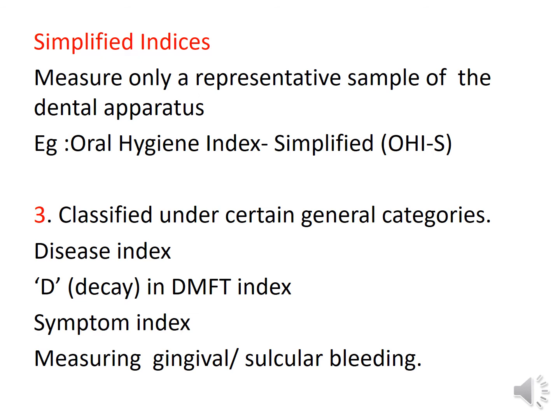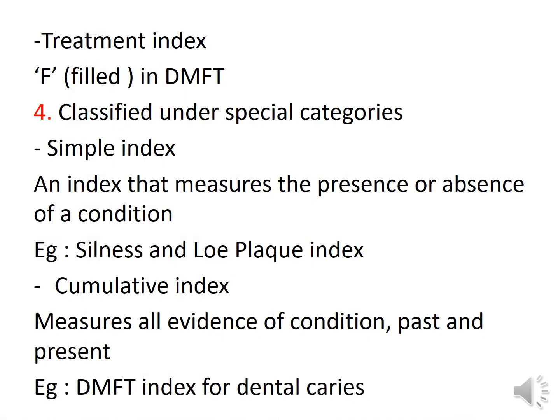The third one, classified under certain general categories. Example, disease index, where D is for decay in the DMFT, and the symptom index, where it is measuring gingival or sulcular bleeding. Another one is a treatment index, F, which is filled in the DMFT.